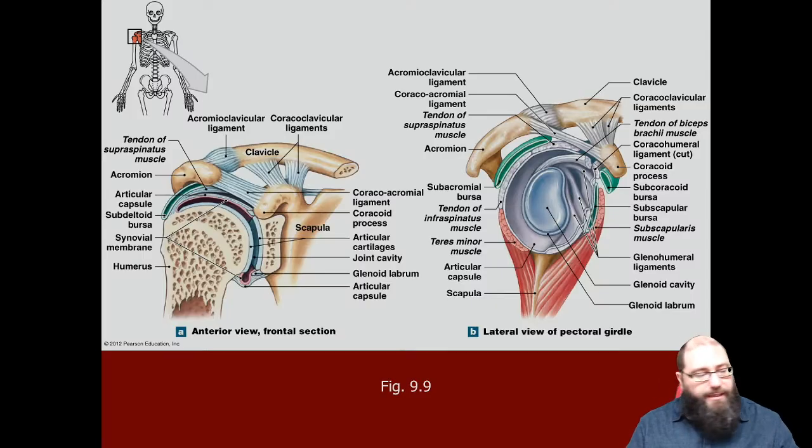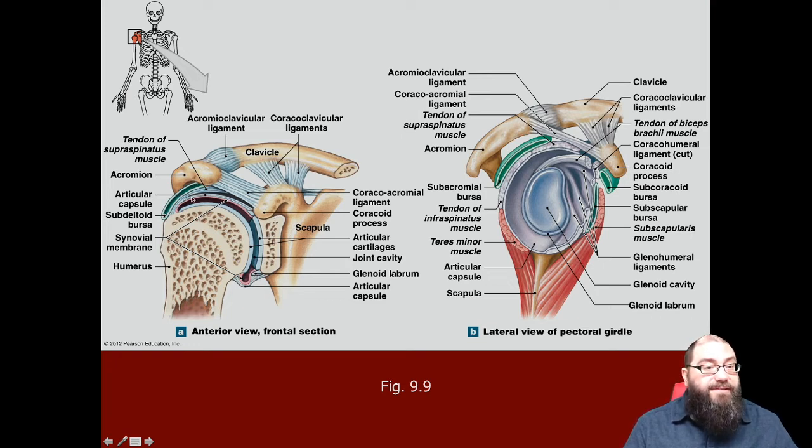Here is a picture of your shoulder joint. You're going to see your reinforcing ligaments: the acromioclavicular ligament, the coracoclavicular ligament, the coracoacromial ligaments. Here's your coracoid, your acromion, your clavicle.